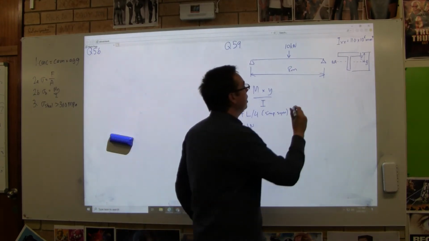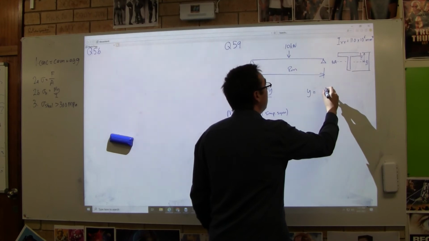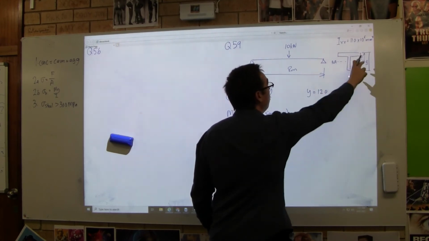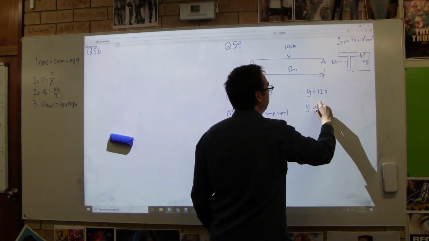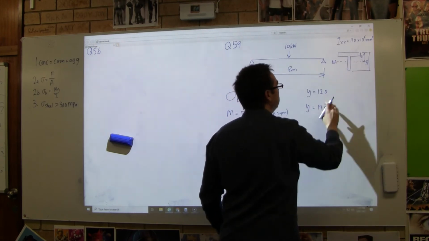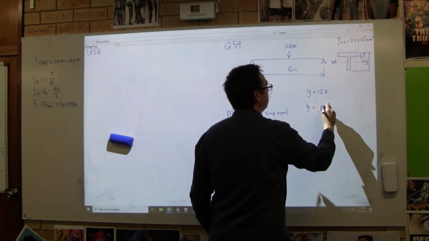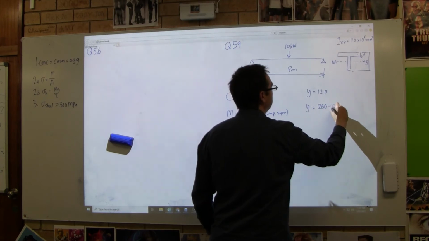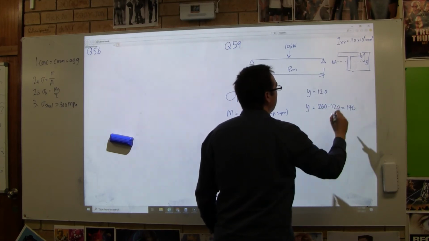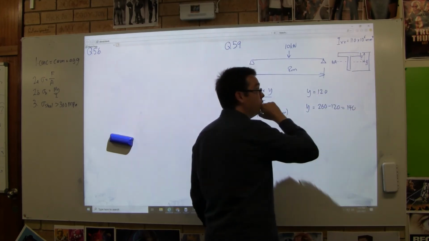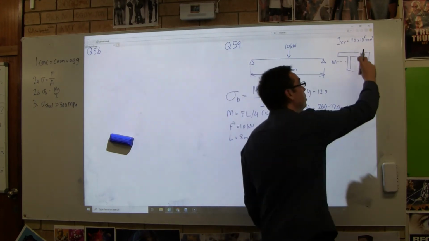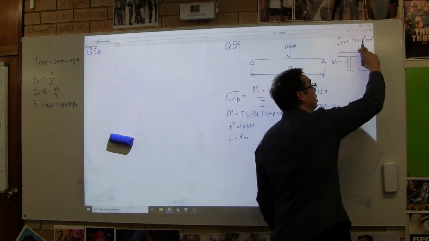So what I've got here is two values of y. I can have y equals 120, or the opposite, which is y equals 140, right? Does that make sense? I'll make that clearer. y equals 260 minus 120 equals 140. But there's two values for y. I have this one here, which is measured from the neutral axis to the top.